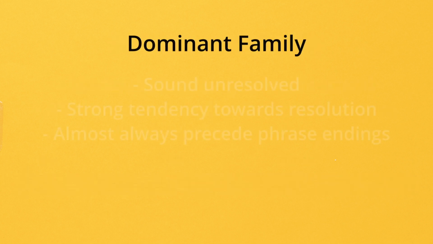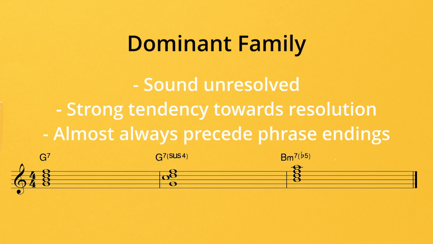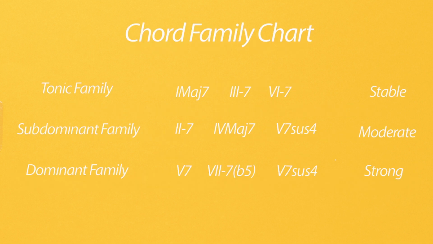Now the last group we have is called the dominant family. The chords in this group always sound unresolved, and they have a strong tendency towards resolving to any of the tonic group. In the key of C major, the chords are the 5th chord, which is the G7, the 7th chord, which is the B minor 7 flat 5, and also the 5th chord sus4, which we played again when we looked at the subdominant family, and that is your G7 sus4. So here is a table of these chords in their groups written in Roman numerals.